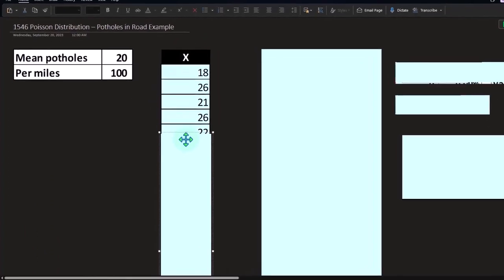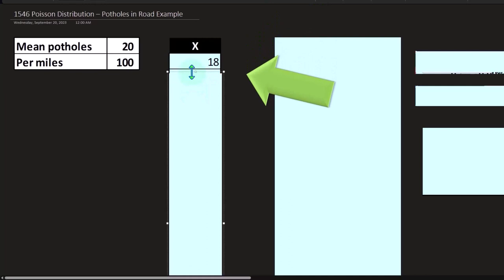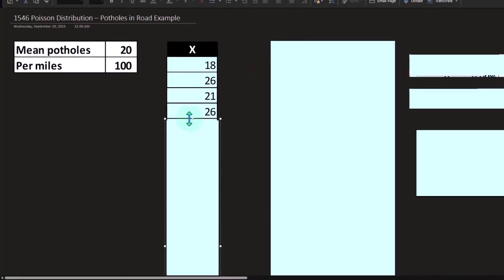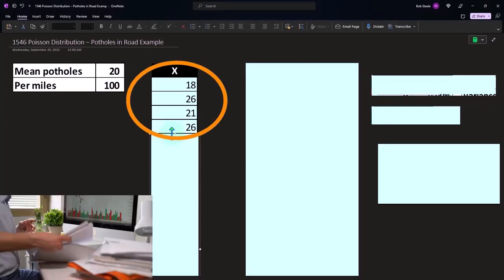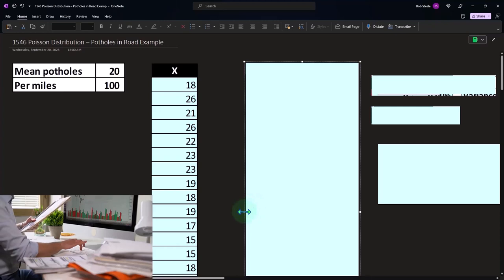So if we went out and we actually counted the potholes, then we're going to say that, for example, in the first 100 miles, there were 18 potholes. In the second 100 miles, we counted 26 potholes, and then 21 potholes, and then 26 potholes in the 100 miles of road. Now, we generated these numbers from Excel, but we're imagining that this is simulating the random generated cards that we talked about in our card playing example, or the random dice or coin flipping. And so these are going to be all of our sample data.